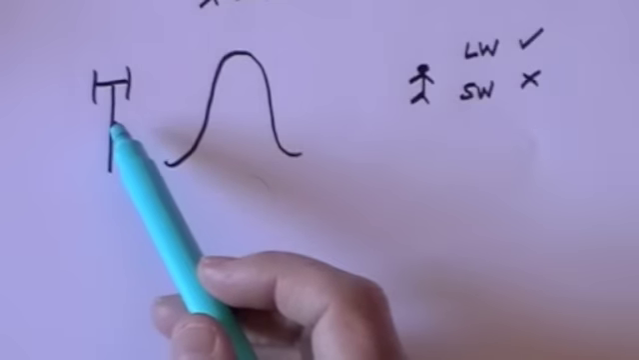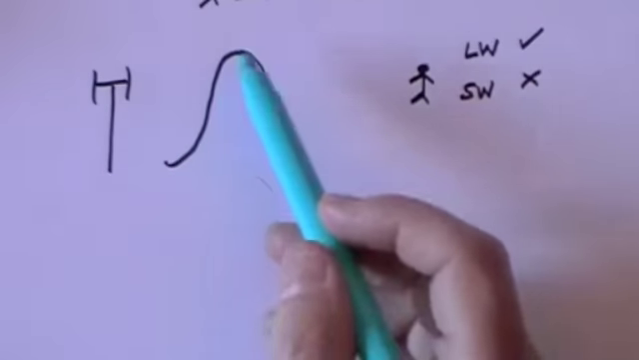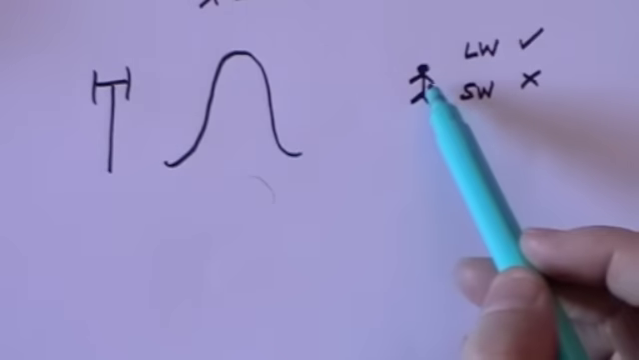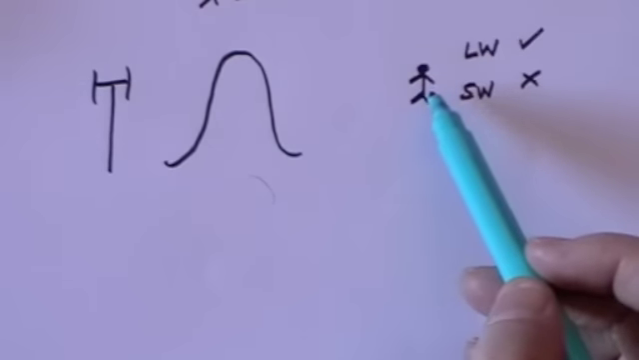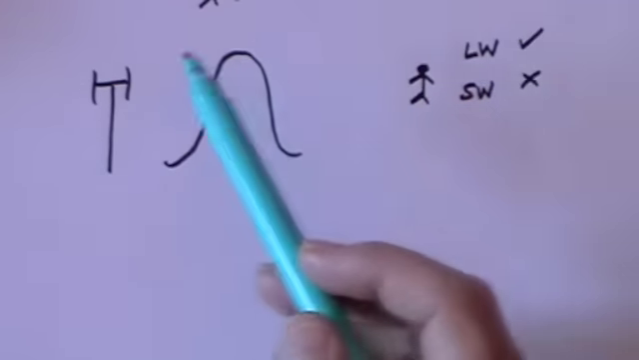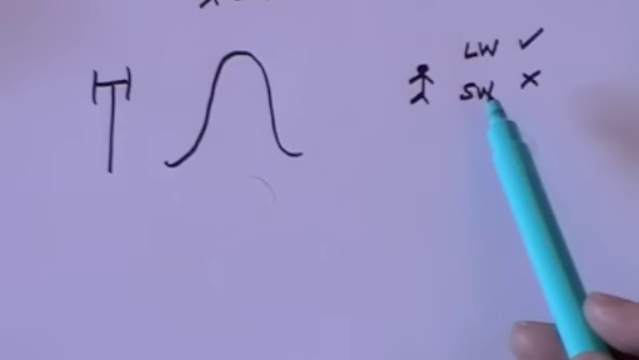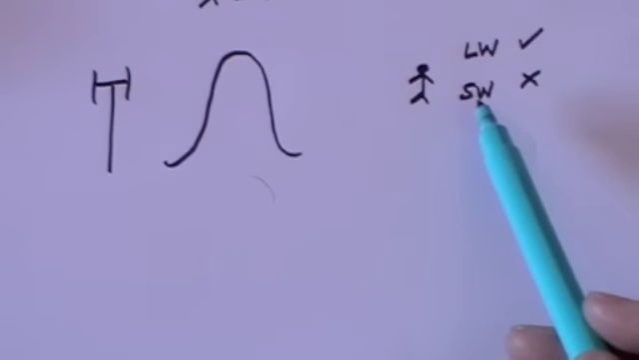Question 7. We are presented with this diagram. This is a radio transmitter. This is a very tall mountain. This is a man with a radio, and we are told that he can receive long wave from this aerial, but not short wave. Why?